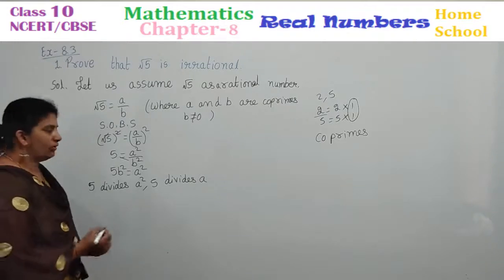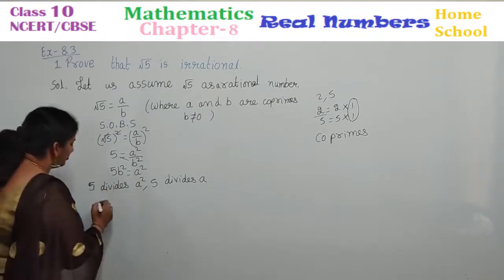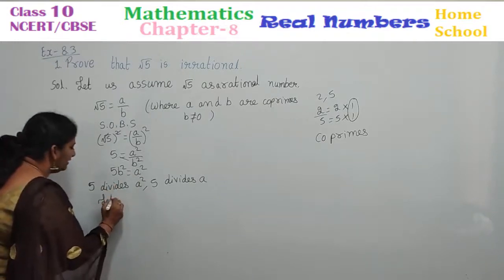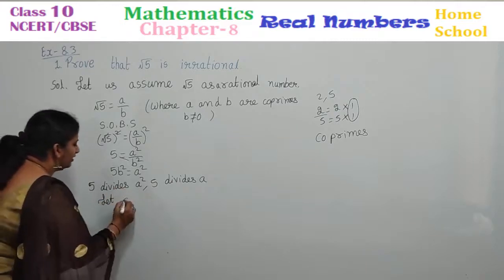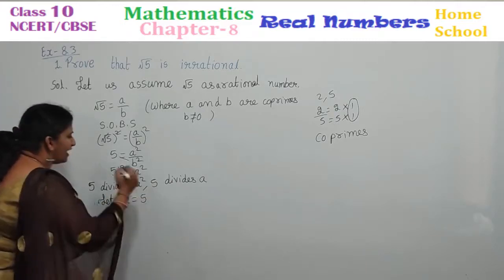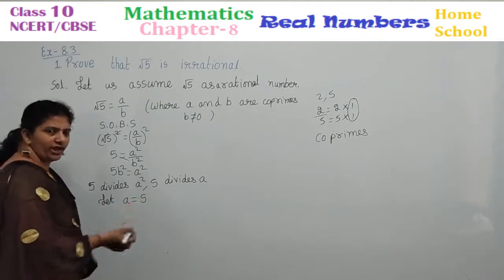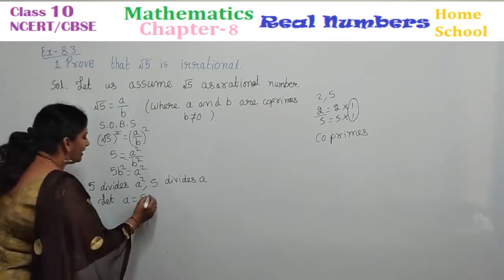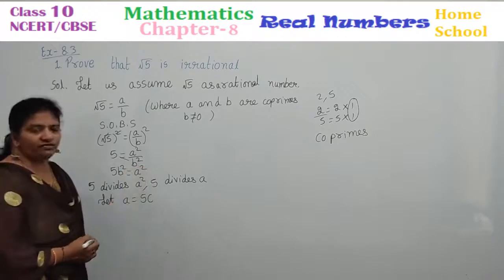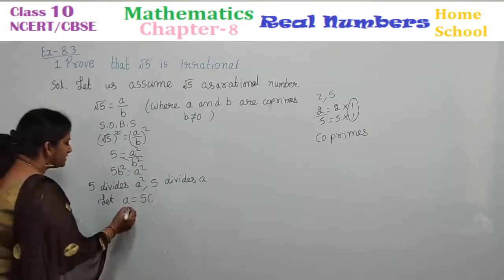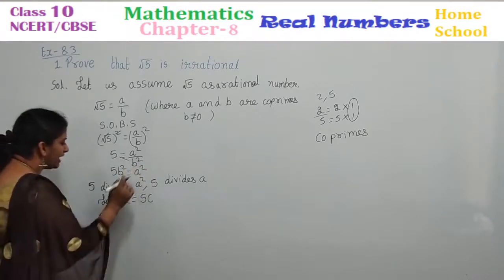Okay? Now, let me take here A is equal to 5C. Any integer you can take, either C or M or K, anything you can take. Let me take here A is equal to 5C. Substitute this 5C in A, please.